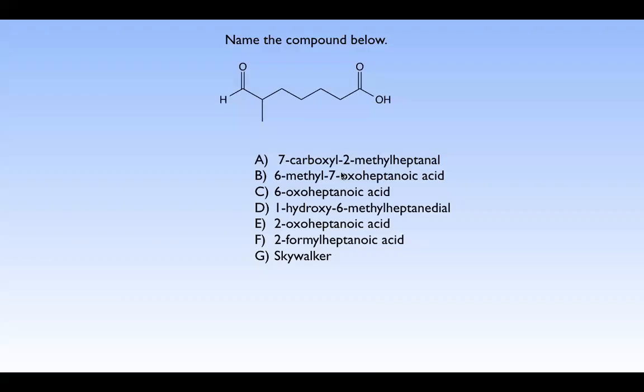Here's one more practice for you. Name the compound below. So who's the big winner here? The carboxylic acid is. Yes, the carboxylic acid is. So that's going to be number 1. So we're going to go 1, 2, 3, 4, 5, 6 methyl, 7 oxo. So it's this one.